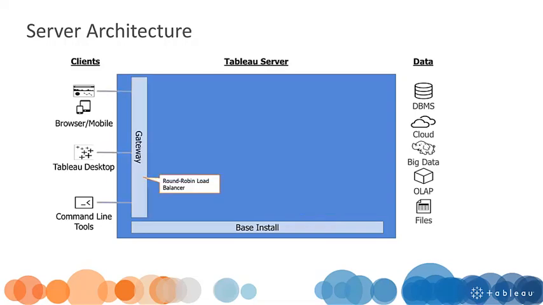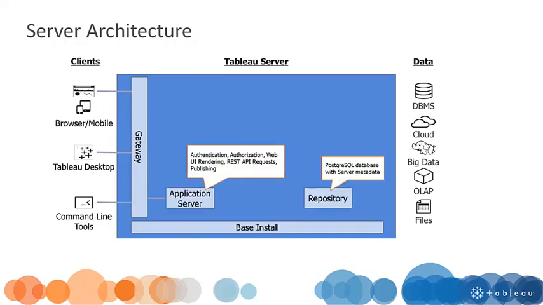The gateway receives client requests to the server and directs them to the appropriate service for action. Typically, it will route those requests in a round-robin fashion to the first available process. Our next two processes here are the application server and the repository.